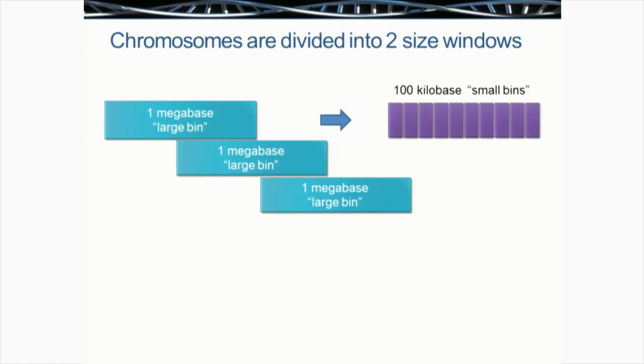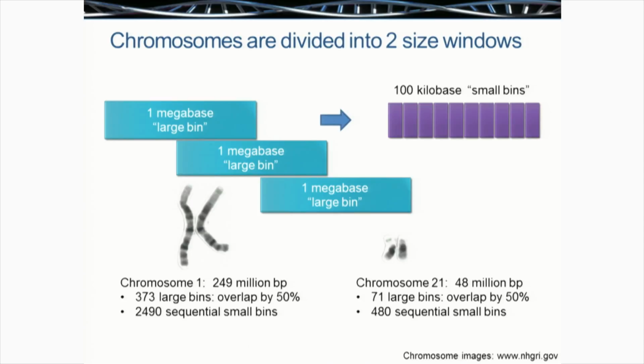Okay, so just reminding you, we take a chromosome and we divide it into big bins and into little bins. Chromosome 1 is big, chromosome 21 is smaller.